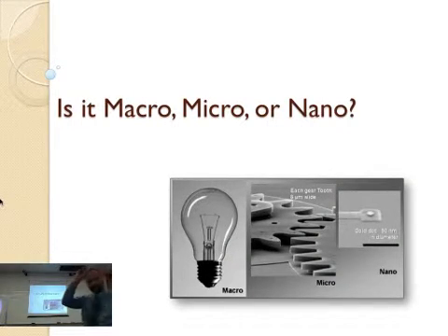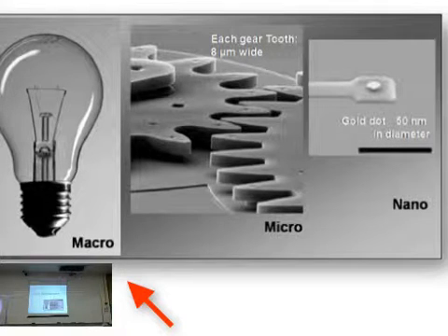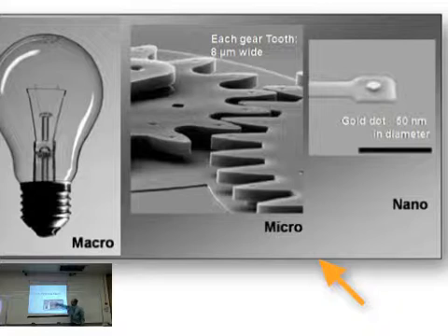Showing up? Oh, wonderful. So is it macro, micro, or nano? That's the name of this topic. So here's an example of something that's macro: everyday objects you can handle with your hands. This is micro. Anybody recognize this?